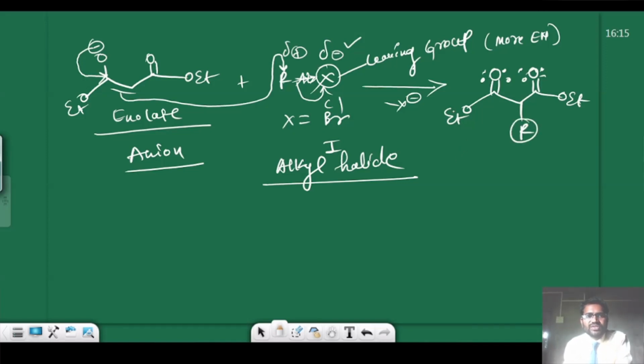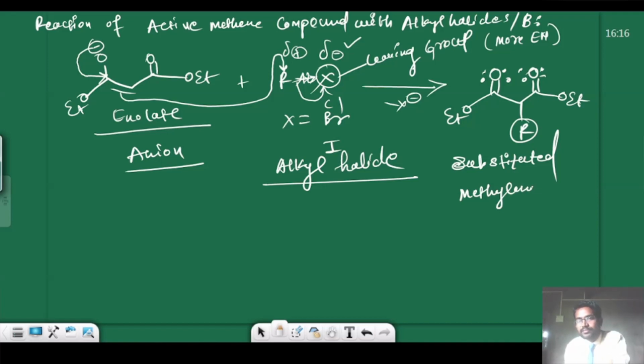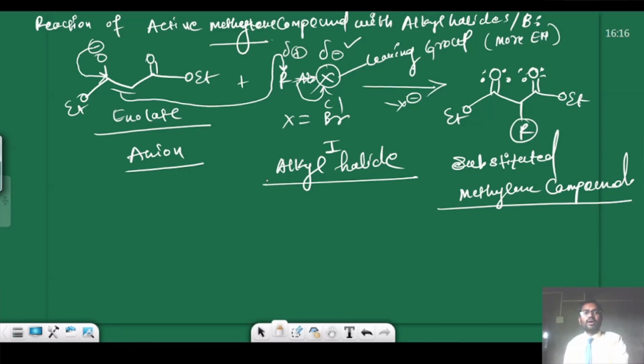So this is the reaction of an active methylene compound with alkyl halides in the presence of base, so there is a formation of a substituted methylene compound. Are you understanding my point?